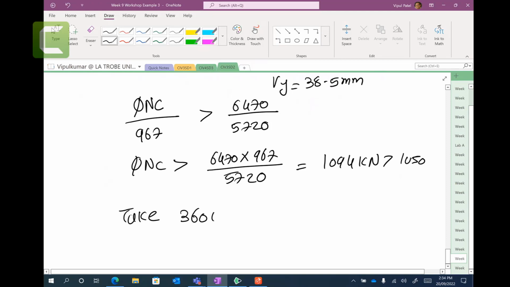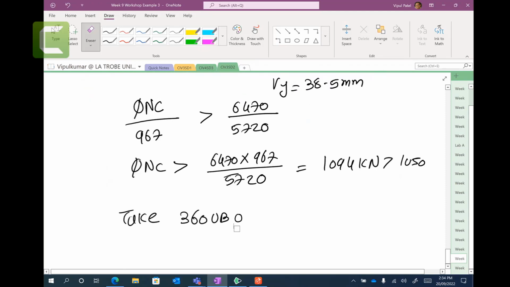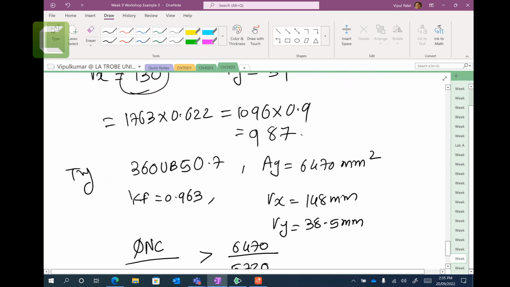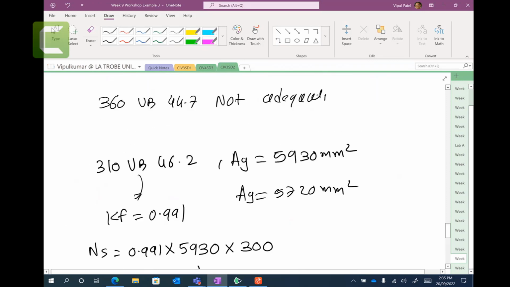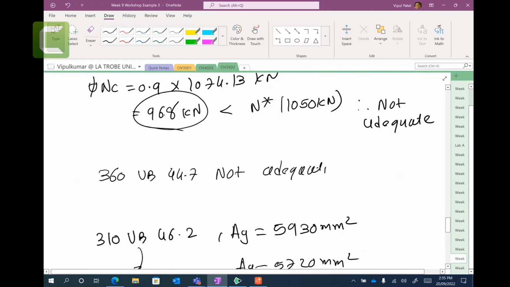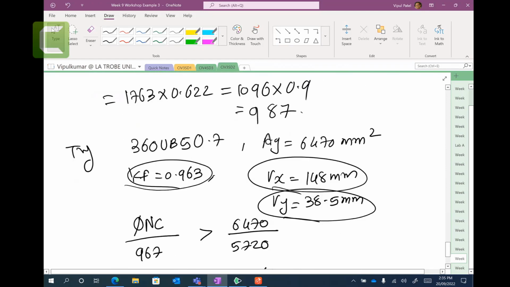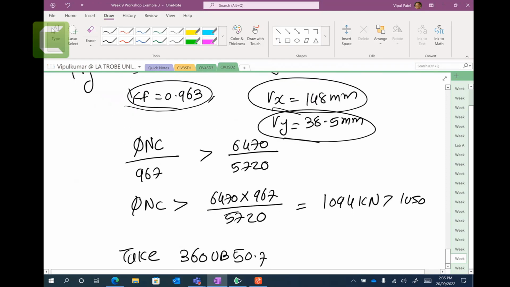Yes, if all the values are larger, the condition is all these numbers should be higher. In the previous one, there was not higher. Probably one of these rx and ry was smaller. Therefore, I did not do this one in the previous one.